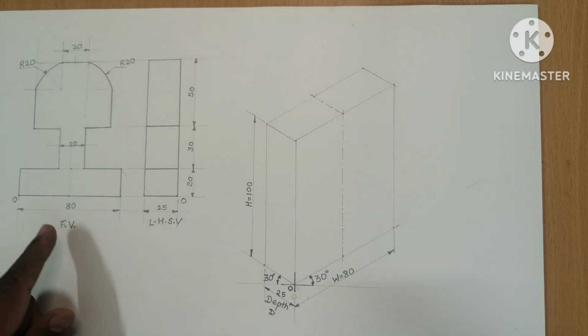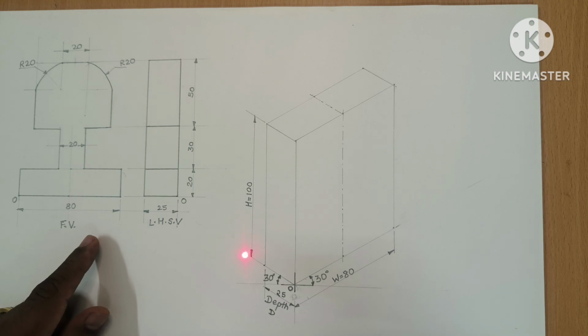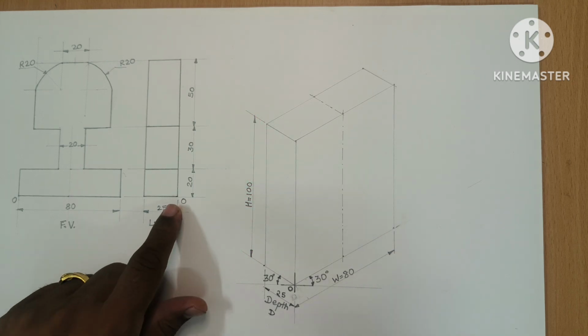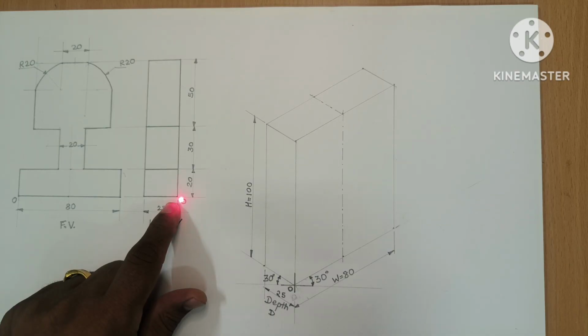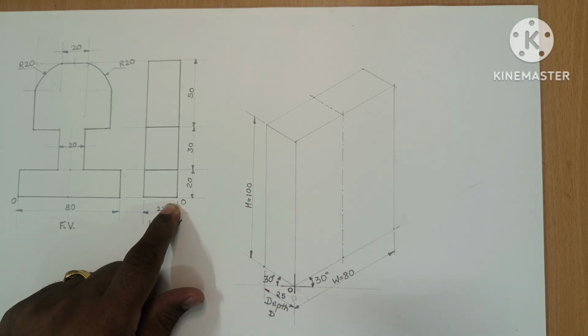Now we will see what the height is. Height is 100 millimeter, which is taken from this origin: 20 plus 30 plus 50. Hence we have taken the height 100. Width is 80, depth is 25 and height is 100.